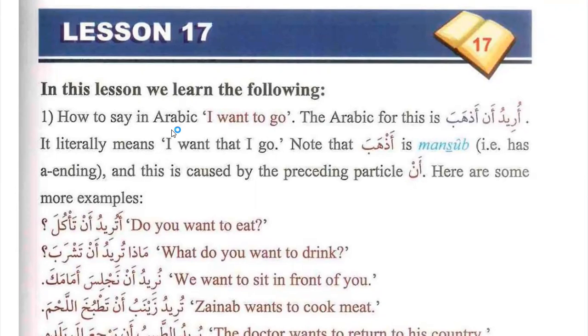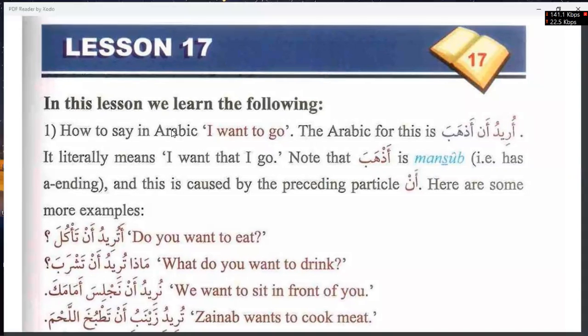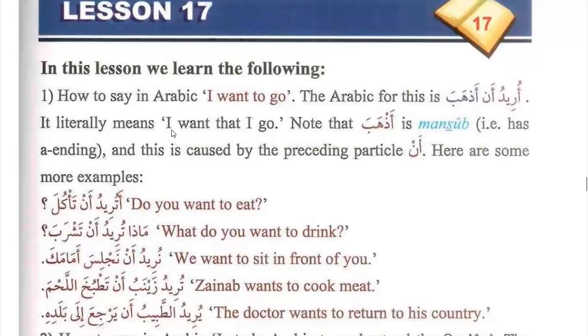In this lesson, we learn the following. How to say in Arabic, I want to go. The Arabic for this is uridu an azhaba. It literally means I want that I go. Know that azhaba is mansub, that is, it has a fatha ending, and it is caused by the preceding particle an. Here are some more examples.